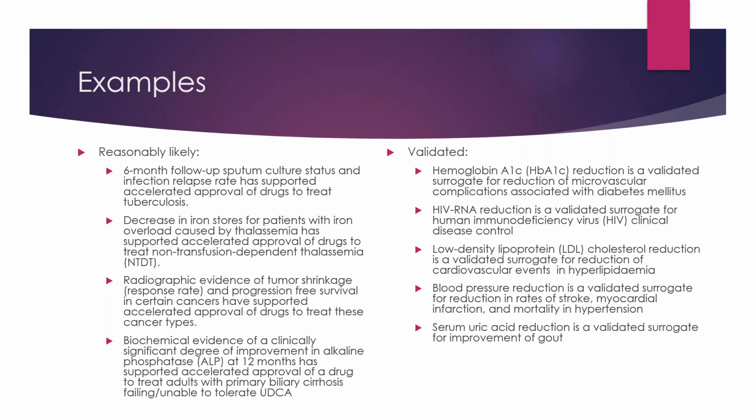Biochemical evidence of a clinically significant degree of improvement in alkaline phosphatase at 12 months has supported accelerated approval of a drug that treats adults with primary biliary cirrhosis who have failed prior treatment or who have not been able to tolerate ursodeoxycholic acid, which is the principal, in fact, the only approved so far treatment for biliary cirrhosis. And so all of these approaches have been shown to have response to treatment.